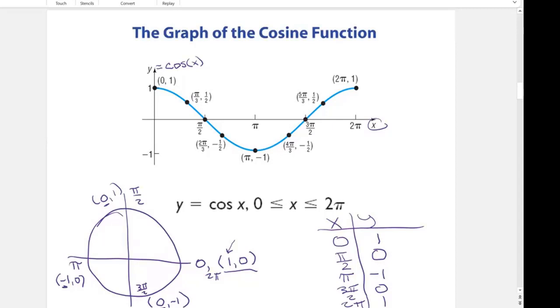Okay? Are you with me so far? Yes. Okay, good. And that's all I'm really graphing. So I'll just show you the points. I have the point x equals 0, y equals 1. So remember, sine started at (0, 0). Cosine starts at (0, 1). Now pi over 2, 0. There it is. Pi, negative 1. There it is. 3 pi over 2, 0. There it is. And 2 pi is 1. And there's that point. And then I just connect the dots.